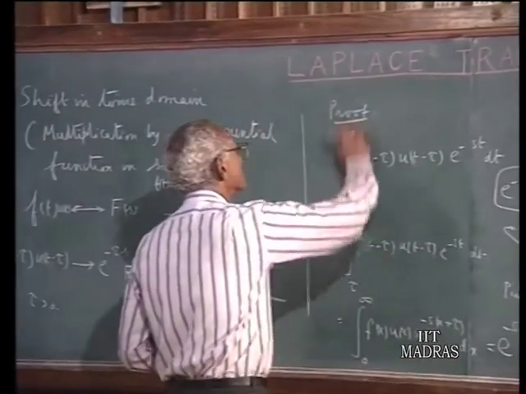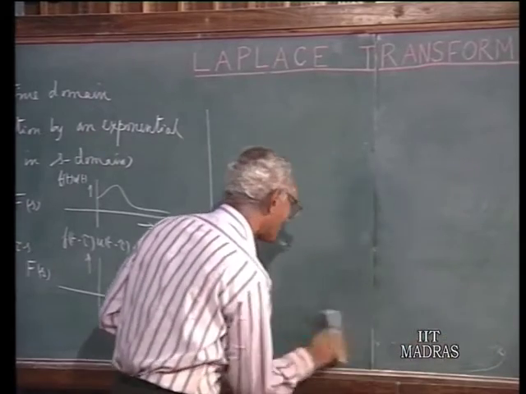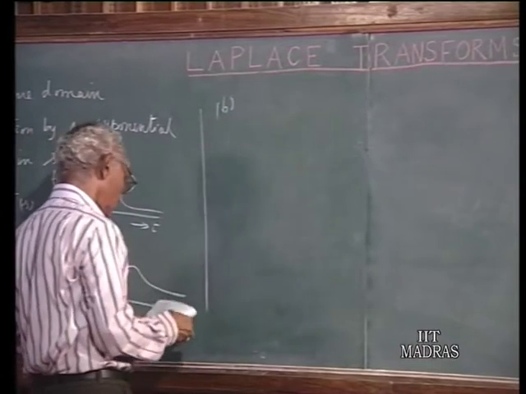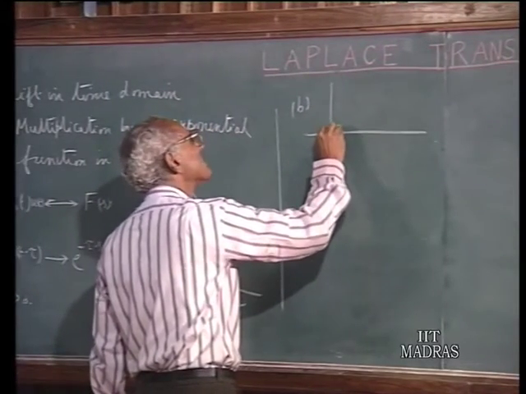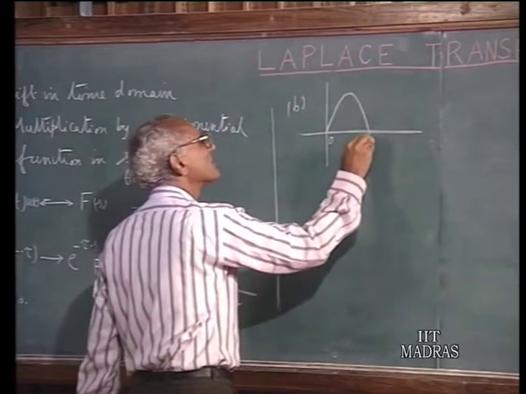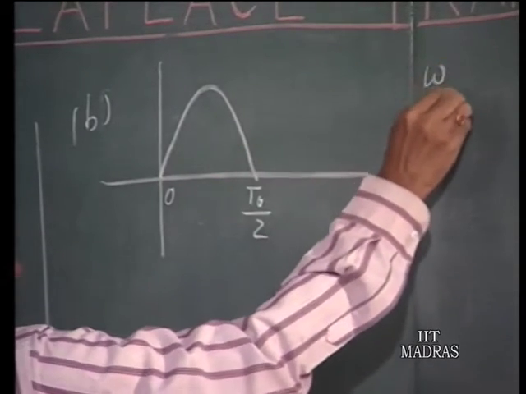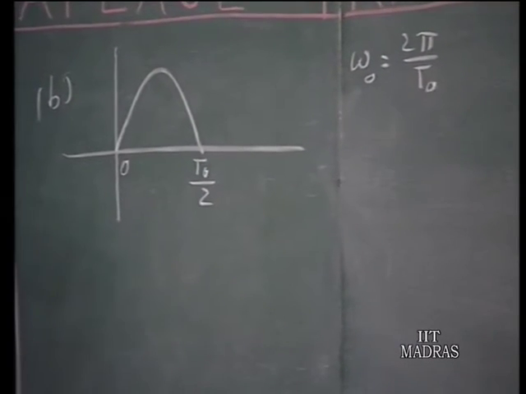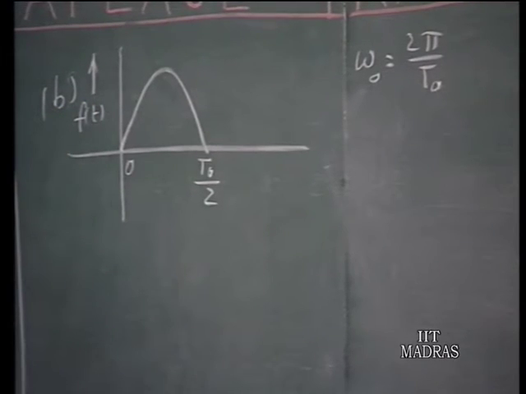Let me take another example. Suppose I have half a cycle of a sinusoid, just this, 0 to t naught upon 2, and of course, we will assume that omega naught equals 2 pi upon t naught. So, we want to find out the Laplace transform of this, a single loop of a sinusoid.